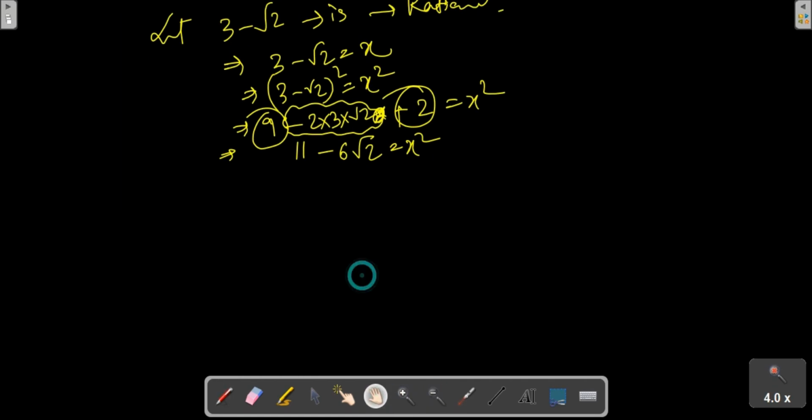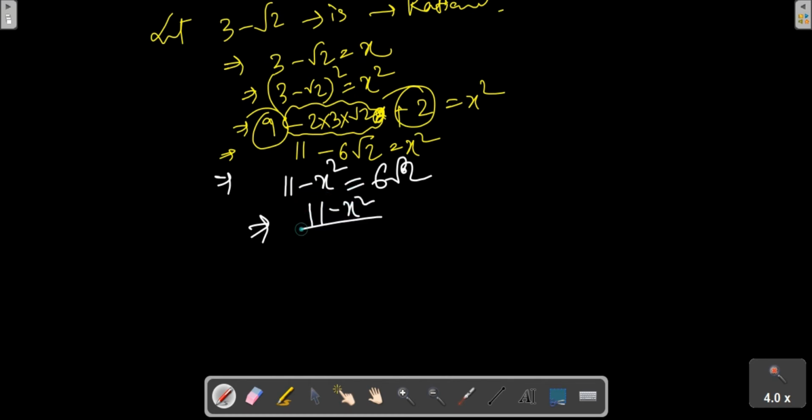Acha. Now in the next line, I will take this x square to this side, so it would be 11 minus x square, and this 6 root 2 to that side. Then if we divide by 6, I'll get 11 minus x square by 6 is equal to root 2.